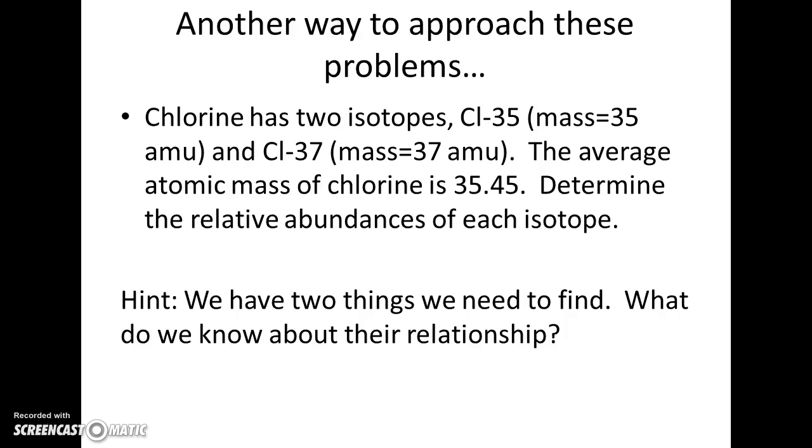So we have to ask ourselves, what do we know about their relationship? So we know that these are the only 2 isotopes, so we should be able to figure out what the percentages should add up to. Take a minute and see if you can solve this problem, and then we'll go over it.